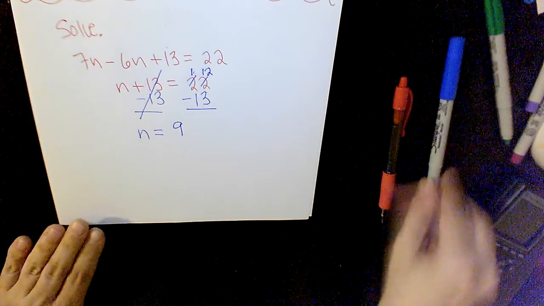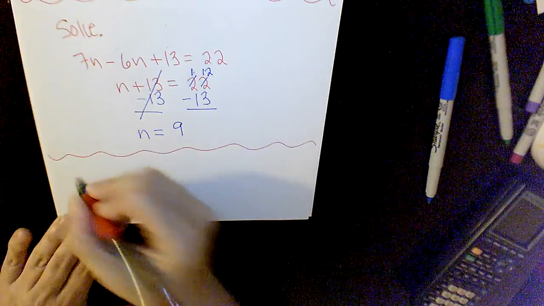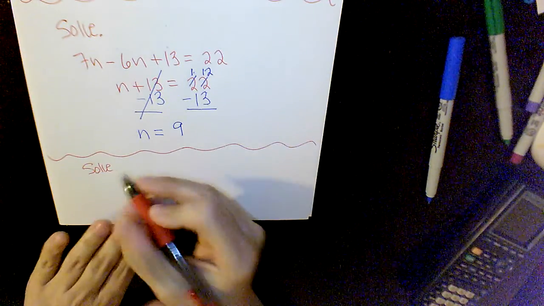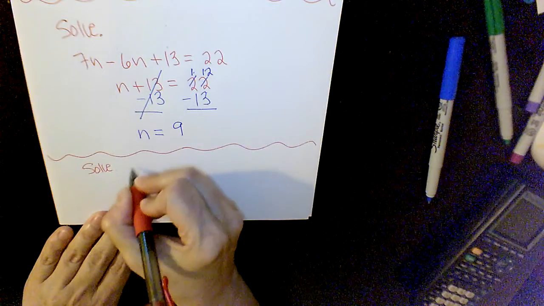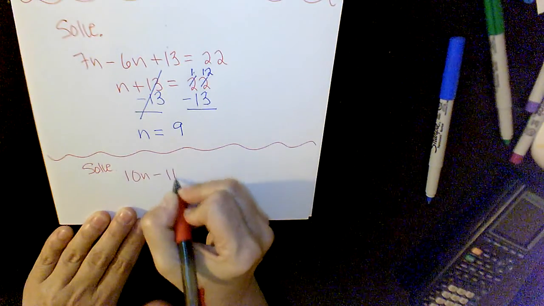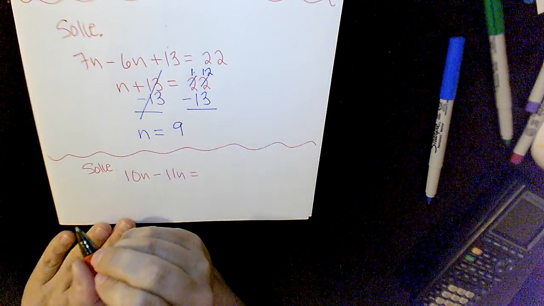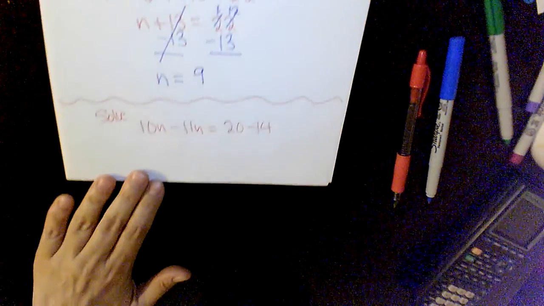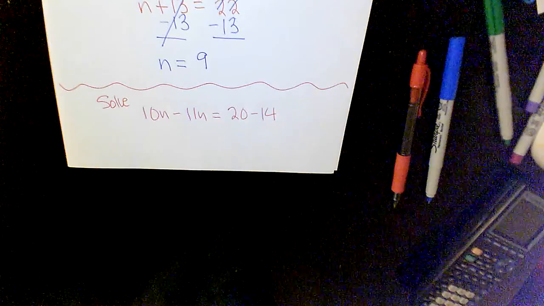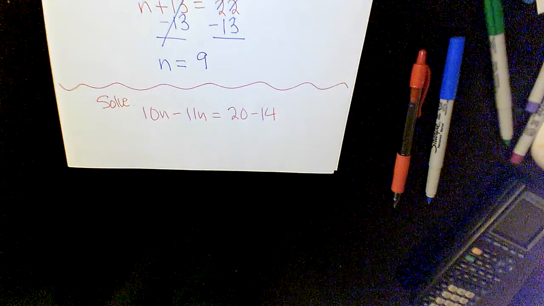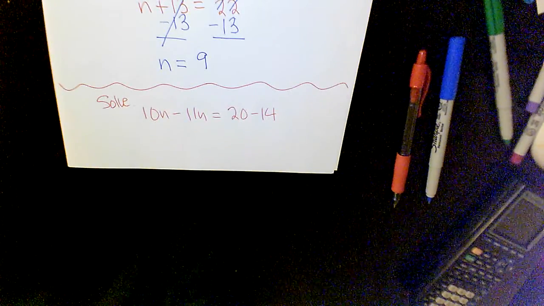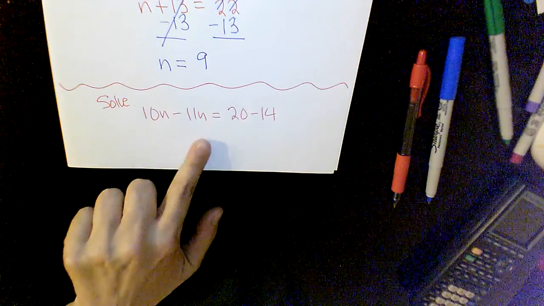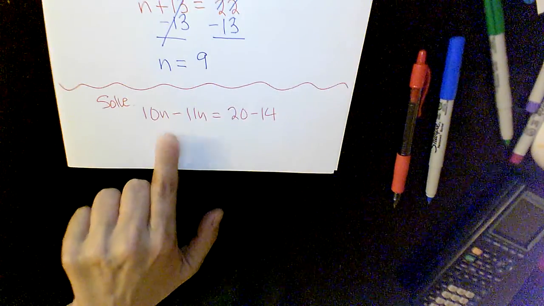Let's try another one like that. Make sure we got it. And what if I had something like this? 10n minus 11n equals 20 minus 14. What if I had something like that to solve? And again, I'm solving for n, just like the last problem. So on this left side, I've got like terms, right? Because I have 10 n's and 11 n's.